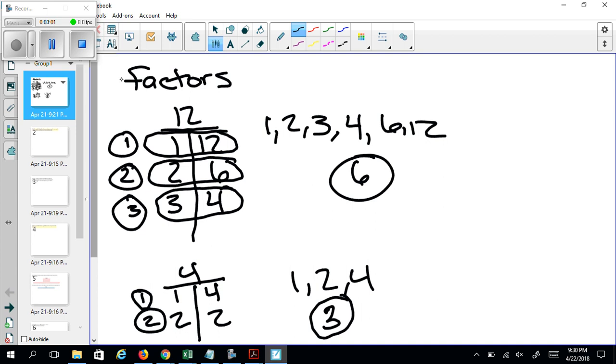All right. So I think we got factors down for a little bit here. Do we need to do another one? I think we're good with factors as long as you remember that they are factor pairs for the 2 numbers that multiply together to make whatever the number is that you're looking for the factors of, and that each individual number is a factor of 12 or 4 or whatever the number is that you're looking at. So 3 is a factor of 12. 2 is a factor of 12. But 2 and 6 are the factor pairs for 12. That's one of the factor pairs.